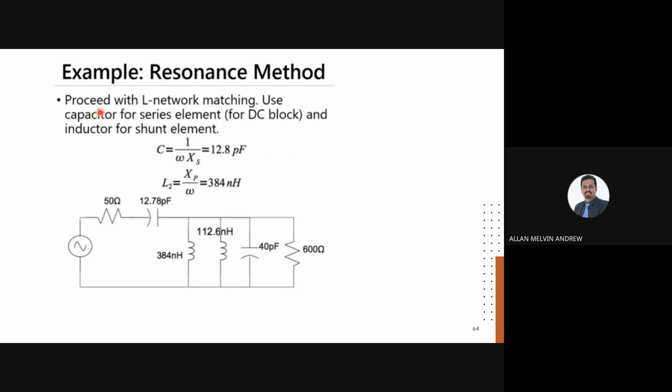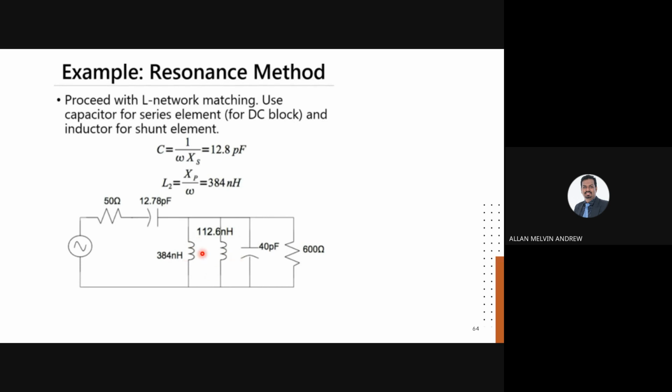Okay, so next what you do, proceed with L network matching. Use a capacitor as the series element for DC block. So refer back to the quadrant. And an inductor for the shunt element. So the capacitor you put in series, and the inductor in shunt.